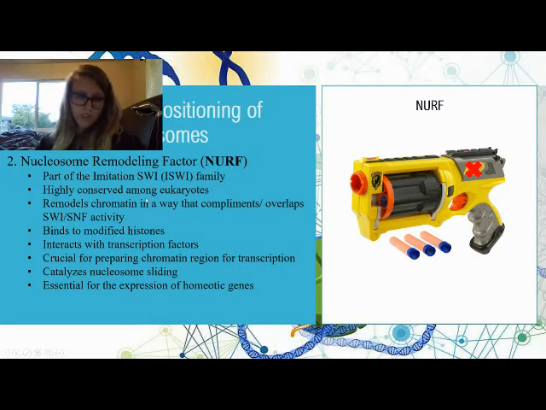So NURF actually stands for nucleosome remodeling factor. It is part of the imitation SWI family, one of the families that I listed earlier. It is highly conserved among eukaryotes. It remodels chromatin in a way that complements or overlaps the activity of the enzyme I just mentioned, and it interacts with transcription factors to initiate transcription. It's crucial for preparing chromatin regions for transcription by catalyzing nucleosome sliding.